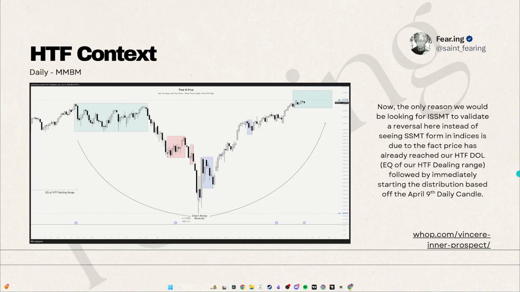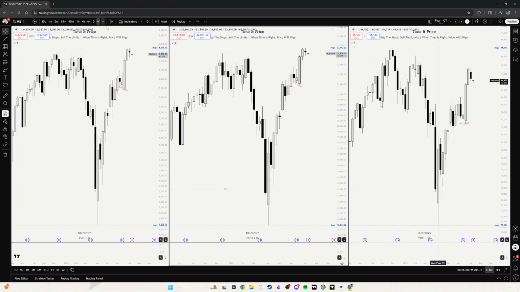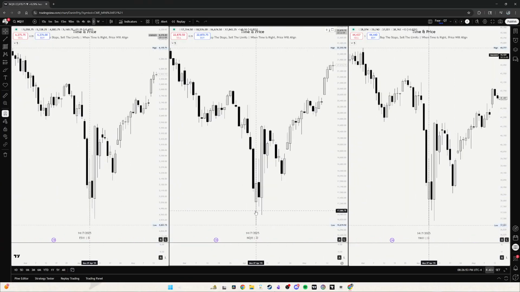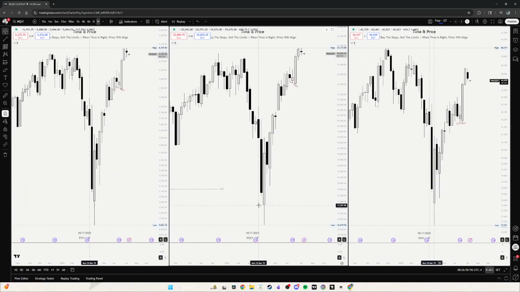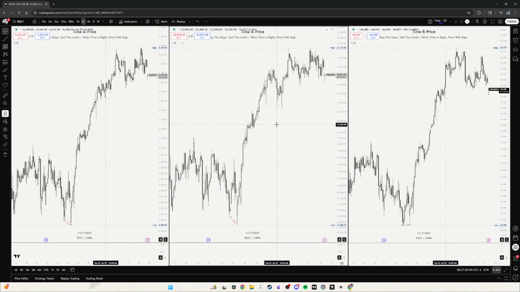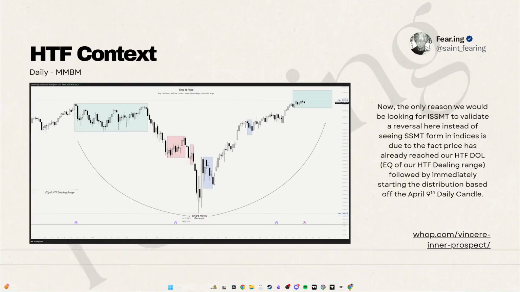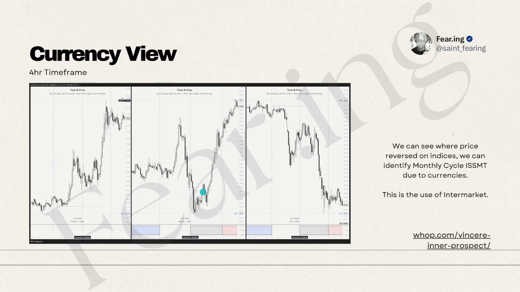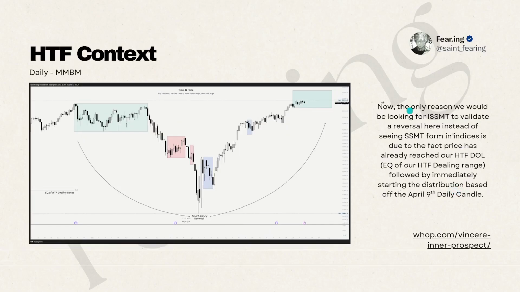Because again, you look at indices right now, there is in fact no sequential SMT at the lows. There is no weekly cycle, there is no monthly cycle. There was none of that. There's no hidden anything, none. Due to that, we can then utilize currencies, and we did identify intermarket sequential SMT, monthly cycle intermarket sequential SMT, and that was a confirmation of a smart money reversal. And from there, we delivered all the way up to all-time highs. And that is currently where we're at today.